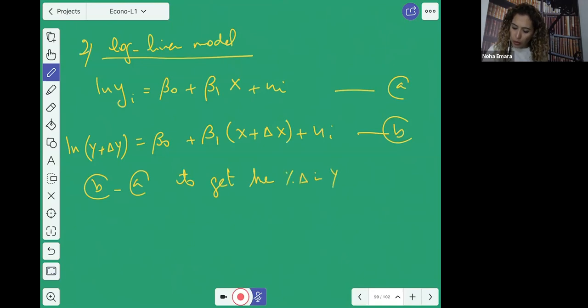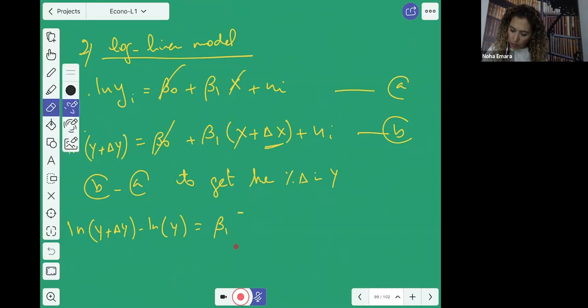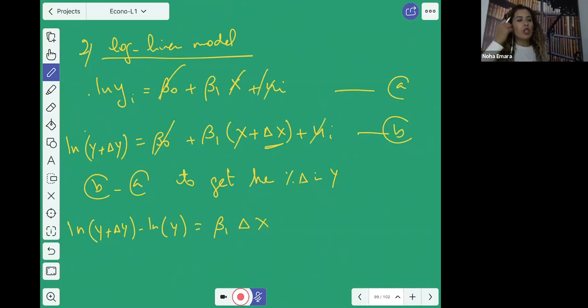So if I subtract this part from this part, then it's going to be, okay, log y plus the change in y minus log y equals, beta naught is going to cancel with beta naught. Then I'm going to have beta 1 multiplied times the log x, right? It's going to go with the x. So I'm left with the change in x, or the delta x.